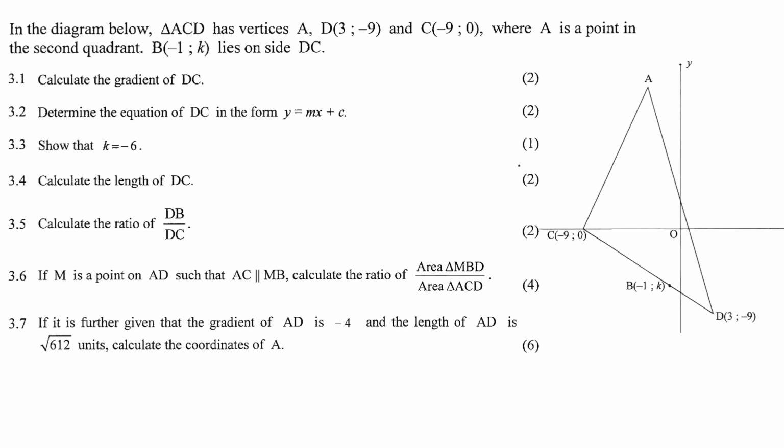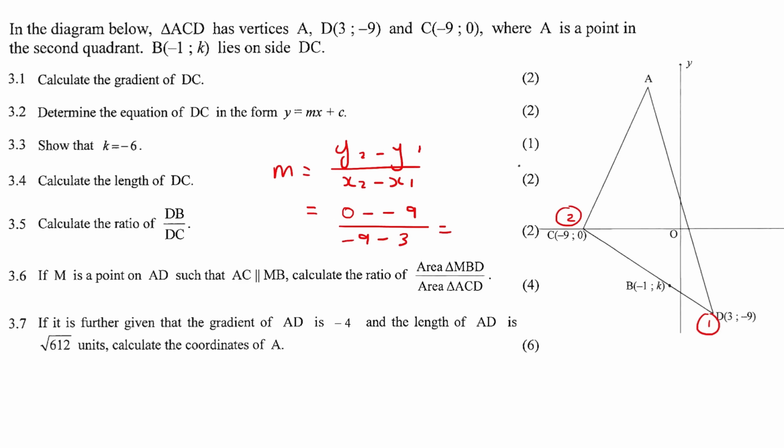In the diagram below, triangle ACD has the vertices A, D and C, where A is a point in the second quadrant and B lies on side DC. Anyways, calculate the gradient of DC. That's pretty straightforward. We've got the coordinates, so we can just use the gradient formula: y2 minus y1 over x2 minus x1. I'm going to use this as my point number 2 and this as my point number 1. You can use it the other way around if you want. So we're going to say 0 minus 9 over minus 9 minus 3. If we type that all in, we should eventually end up with negative 3 over 4.